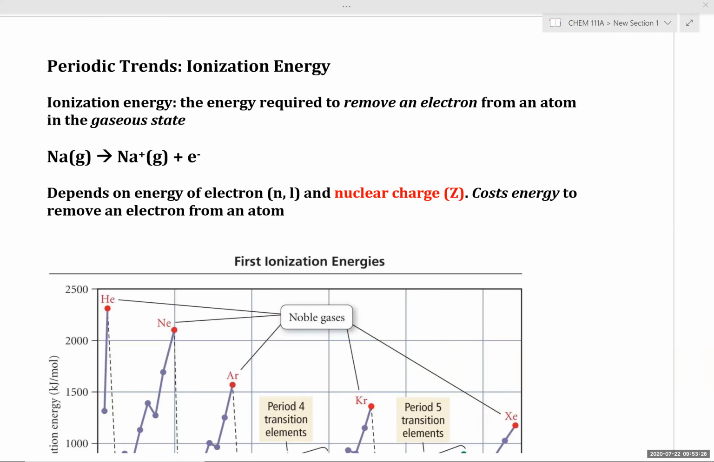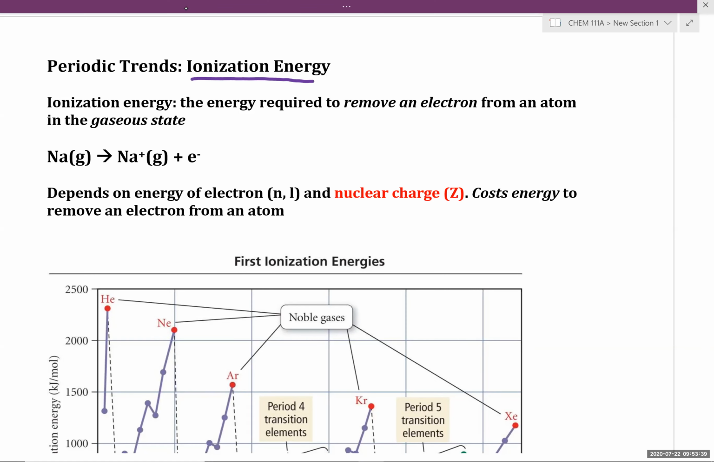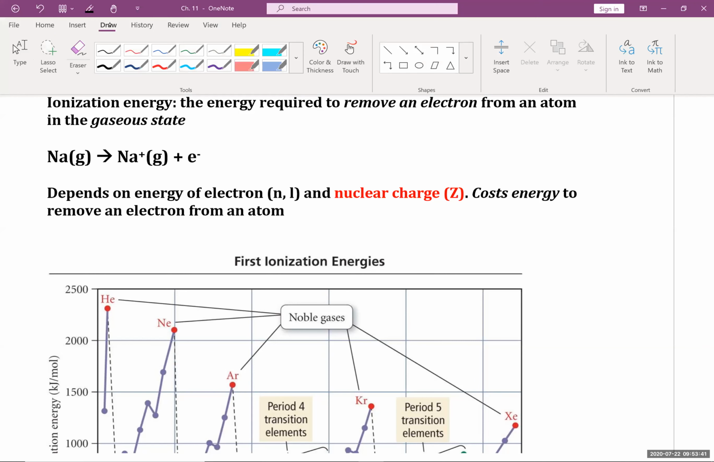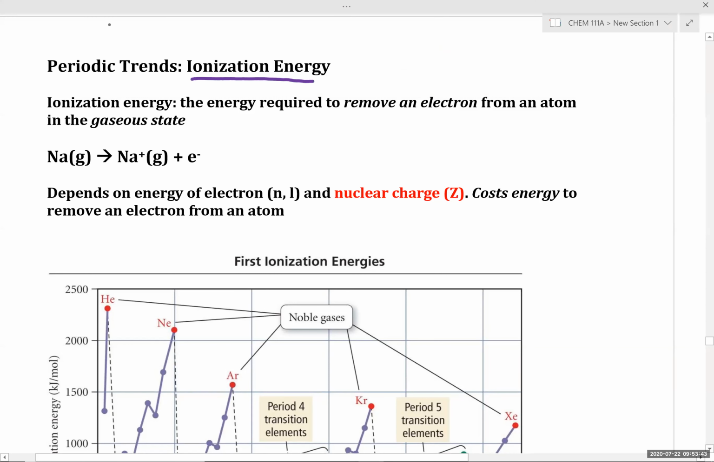So when we last left off, we finished our discussion of the periodic trends associated with atomic radius and ionic radius. Now we're going to look at periodic trends for ionization energy. Now let's talk a little bit about the definition of ionization energy.